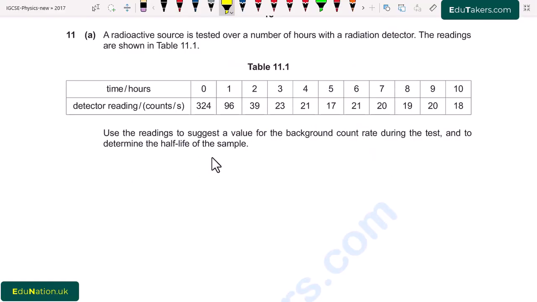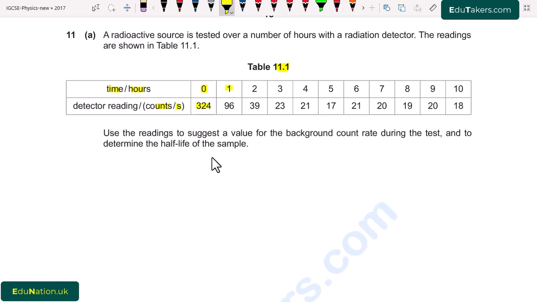Question number 11, Part A. A radioactive source is tested over a number of hours with a radiation detector. The readings are shown in table 11.1. There is a table 11.1 and we can see that there is time in hours and detector reading in counts per second. So first of all, when time is 0, then the count rate per second is 324.